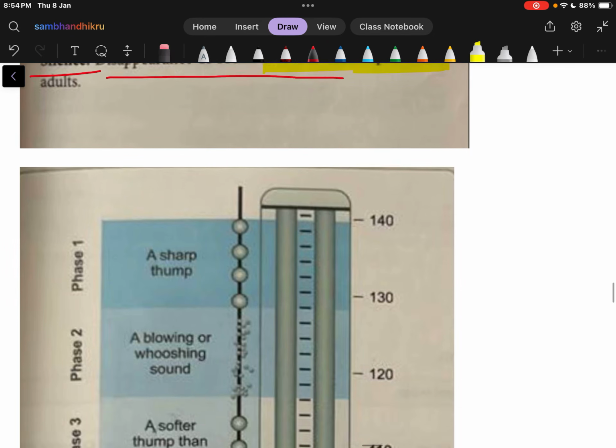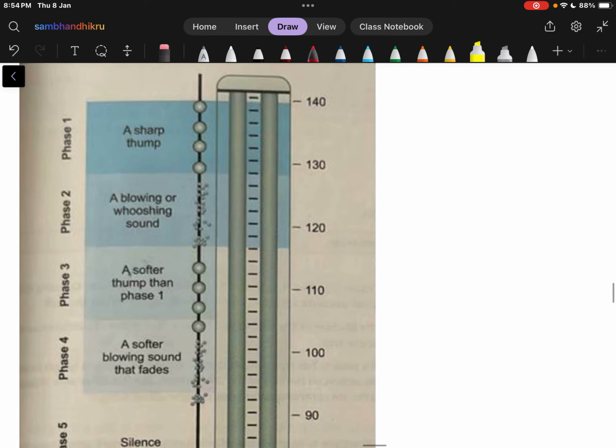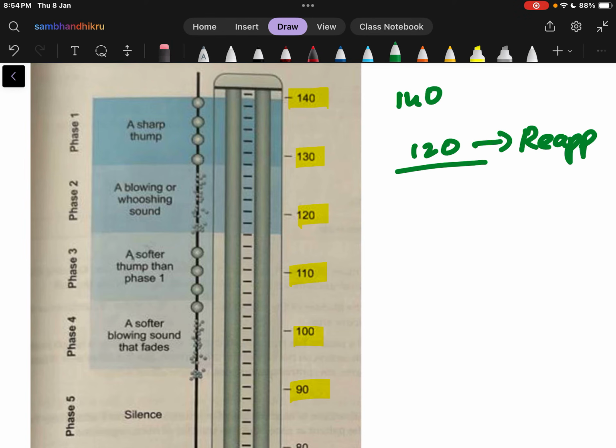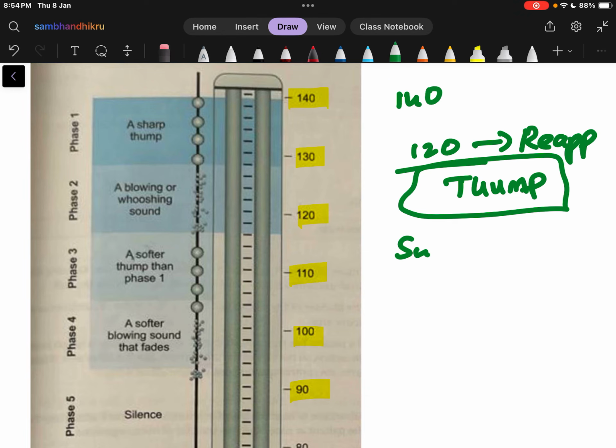Okay, next, here are the Korotkoff sounds: 140, 130, 120, 110, 100, 90. You may hear the sound at 140, or you may hear the sound at 120. When you hear that, that is the reappearance sound. The reappearance sound is a sharp thump sound. The swishing sound will be called a blowing or whooshing sound.